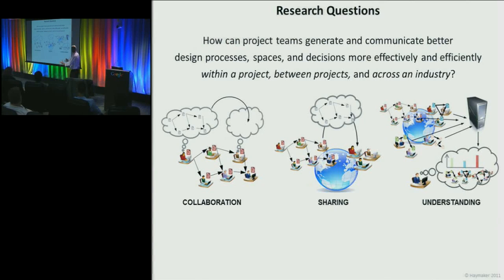So generally, the research question that I've been trying to attack with this team is how can project teams generate and communicate better design processes, design spaces, and design decisions more effectively and efficiently. And it really has to do with being within the project on a project team and then these larger scales of across projects and across the whole organization. How can we start to manage these design spaces better?